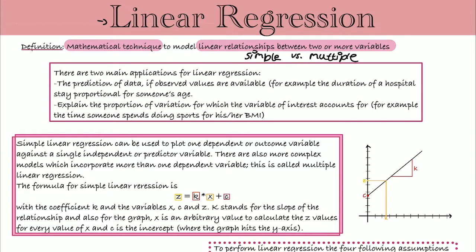The first one is the prediction of data, if we've got observed values. For example, you could predict the duration of a hospital stay in proportion to someone's age. On average, older people will stay in hospital for longer than younger people.